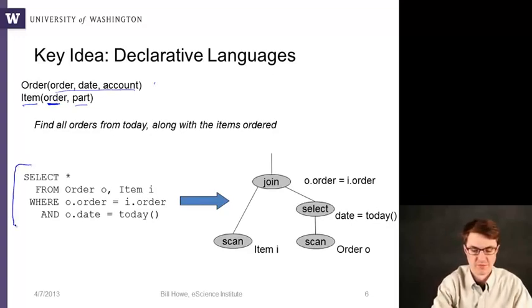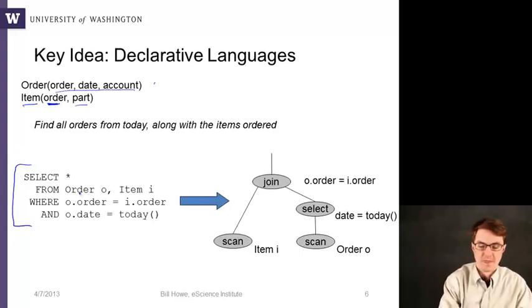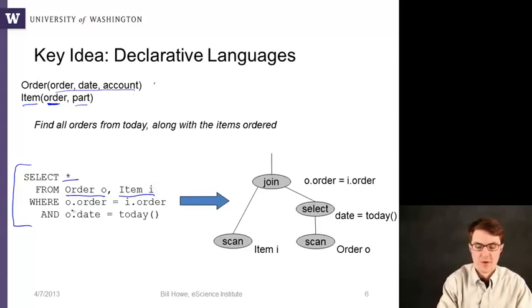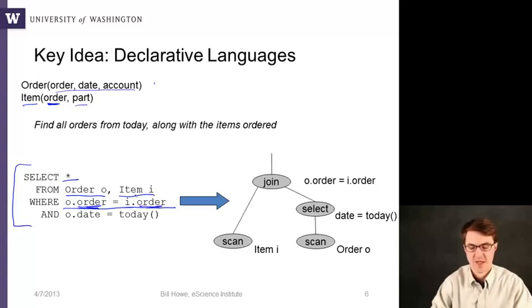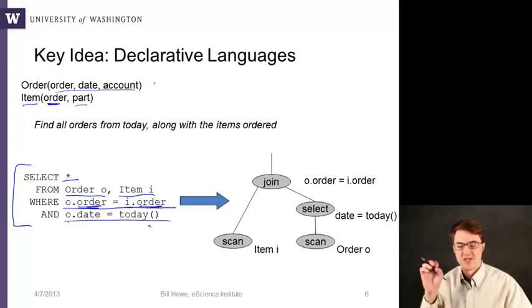And if you've seen SQL plenty of times before, bear with me, and if you haven't, then pay attention. So select star, give me all possible columns from the table order and all possible columns from the table item. But I only want records such that this condition is true, where the order column from the order table matches the order column from the item table, right? And then further, I only want orders from today, where order.date equals today.